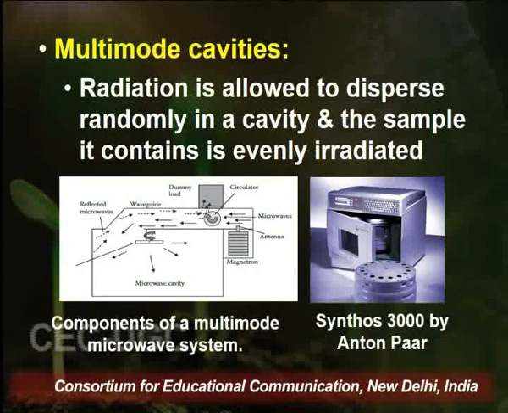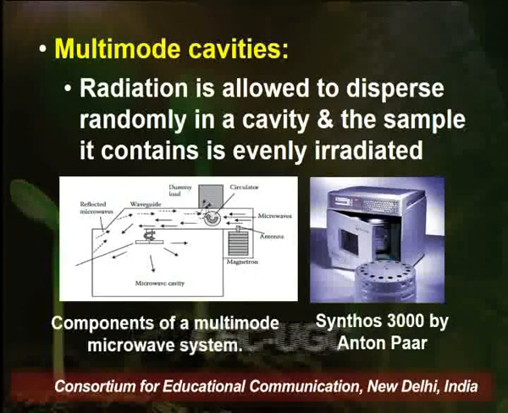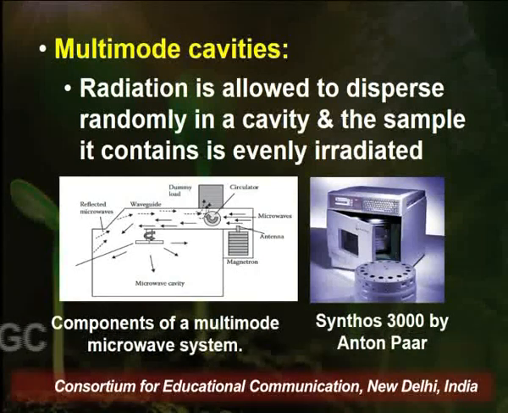These microwaves, with the help of a waveguide, are directed towards the cavity where they are randomly dispersed, and the cavity is the extraction vessel. So in monomodal cavities, the microwaves travel in one direction, whereas in multimodal cavities these microwaves travel in a multi-directional manner.